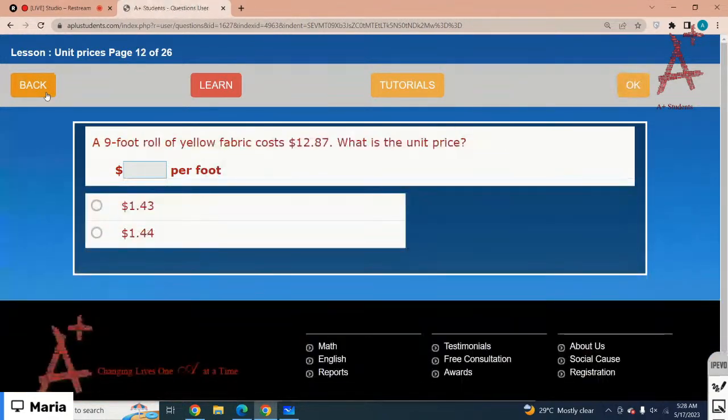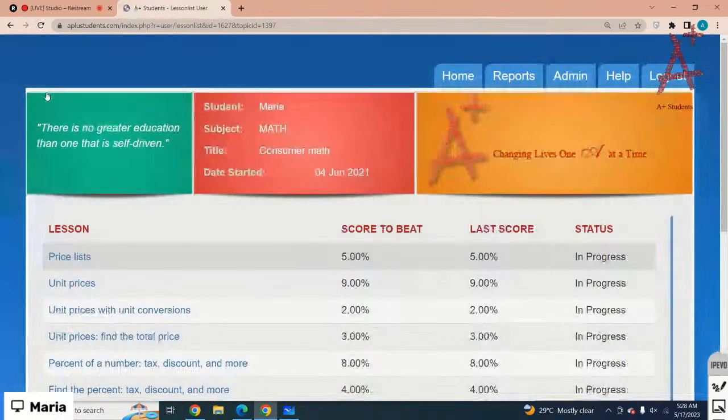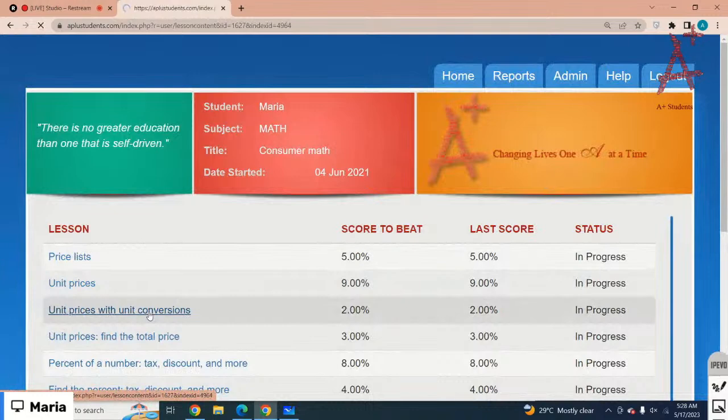Okay, you can complete the test by yourself later today. Let me just move on to the next lesson. And the next lesson is unit prices with unit conversions.